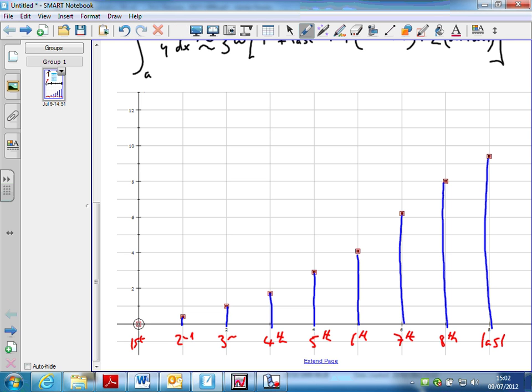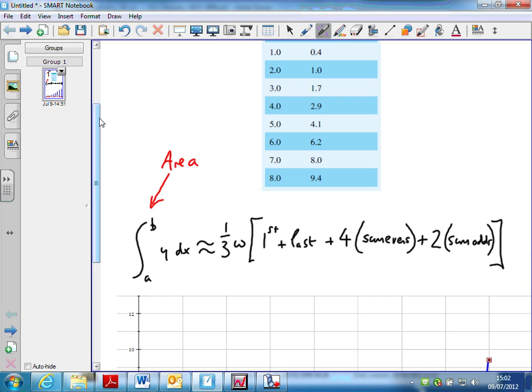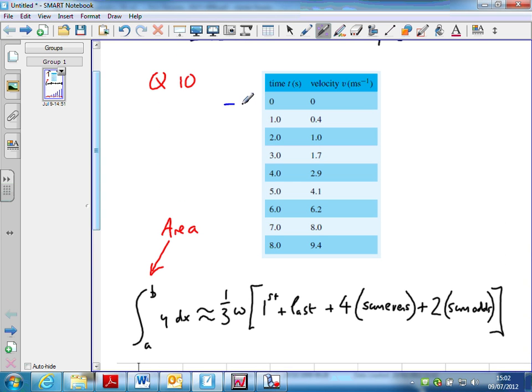last in this case. For Simpson's rule to work, you must divide it up into an even number of strips. So 1, 2, 3, 4, 5, 6, 7, 8 strips, so an even number of strips, which gives you an odd number of ordinates. This must be an odd number down here, this last one. So once you've done that, you've divided it up into 8 equal strips by dividing the whole interval. So between 0 and 8, divide that by 8 and I get 1. So each interval is 1 apart.